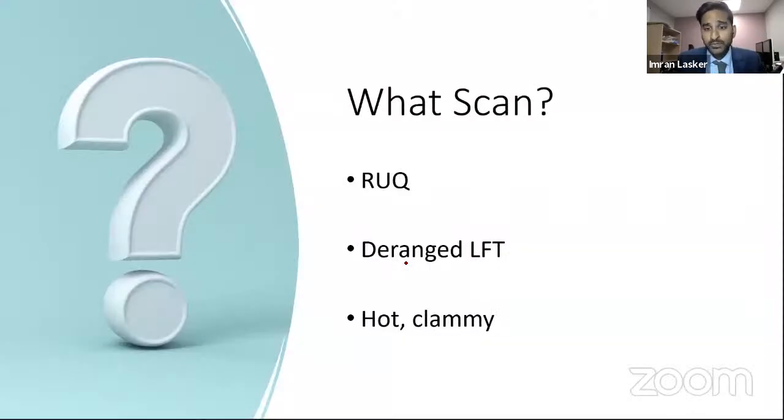But anyway, moving on. You've got a patient with right upper quadrant pain. They've got deranged LFTs, right? And they're hot and clammy. You think, all right, what's going on? What do you think it could be? Well, it could be calculi. It could be gallstones, right? So people think to themselves, you know what? I'm going to get a CT scan for that.